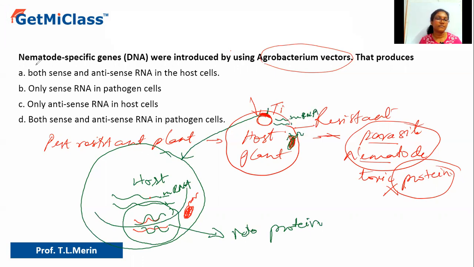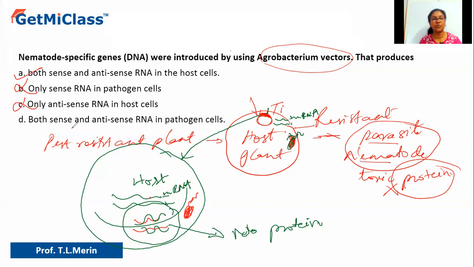So let us see. Option A says both sense and antisense RNA in the host cell. Yes, that is absolutely right. Option B says only sense RNA in the pathogen cells. No, because we are introducing the gene in the host cell, so it has to be produced in the host cell itself. Option C says only antisense RNA in the host cell. No, because we are introducing a double-stranded DNA vector, and of course it will code for both sense and antisense RNA.